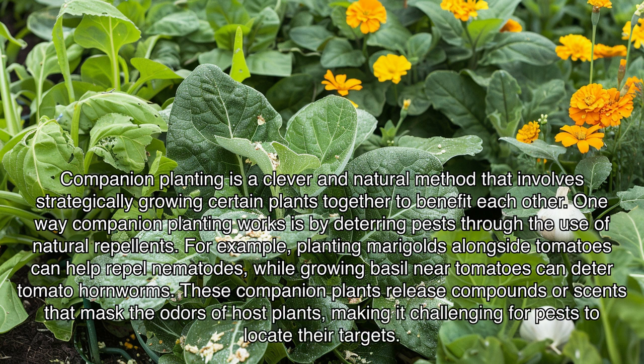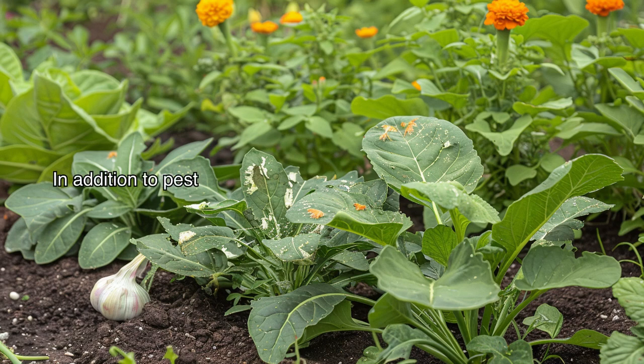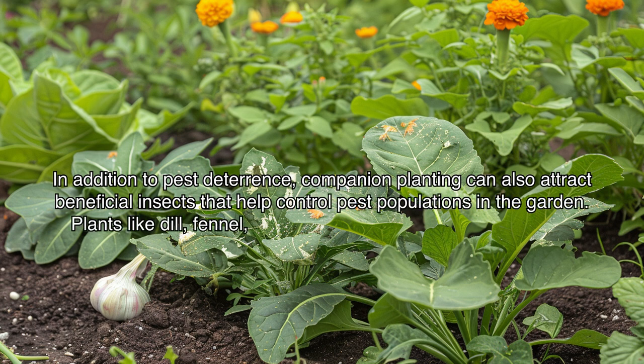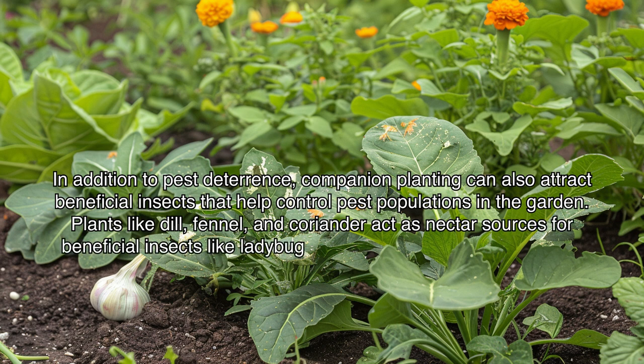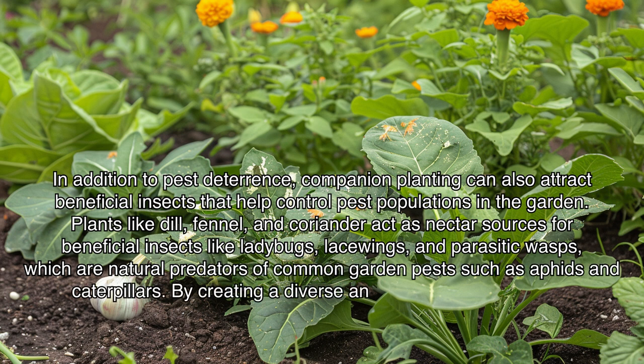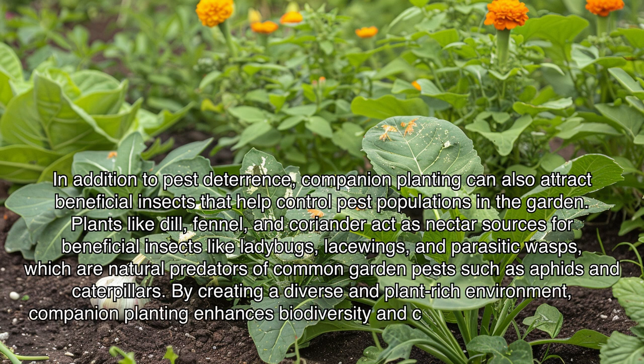locate their targets. In addition to pest deterrence, companion planting can also attract beneficial insects that help control pest populations in the garden. Plants like dill, fennel, and coriander act as nectar sources for beneficial insects like ladybugs, lacewings, and parasitic wasps, which are natural predators of common garden pests such as aphids and caterpillars. By creating a diverse and plant-rich environment, companion planting enhances biodiversity and creates a more balanced ecosystem in the garden.